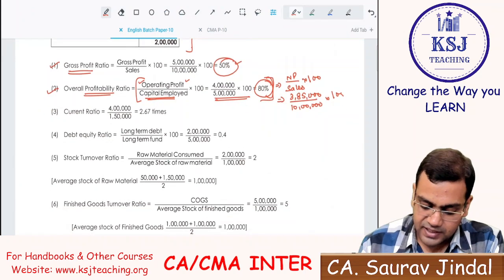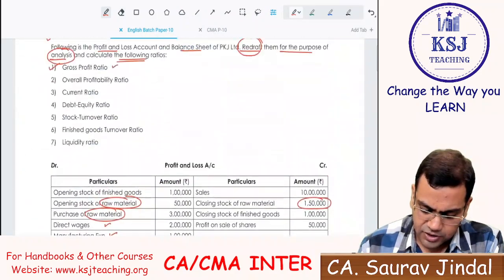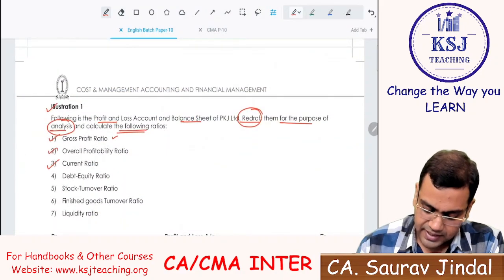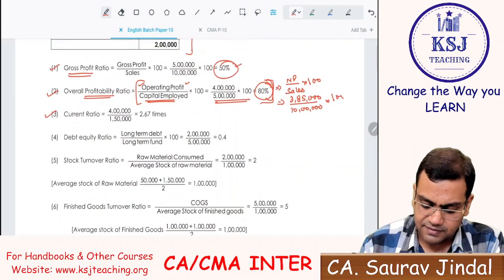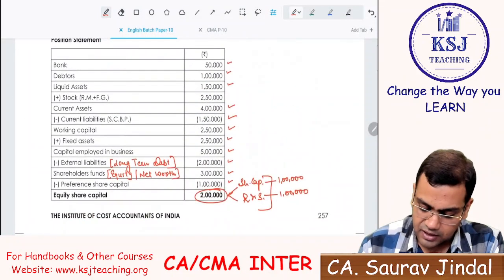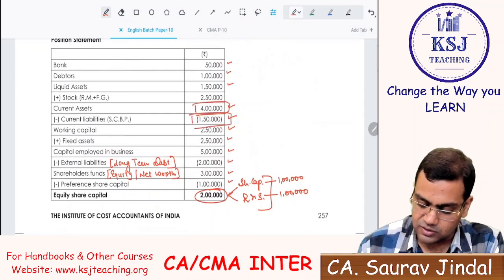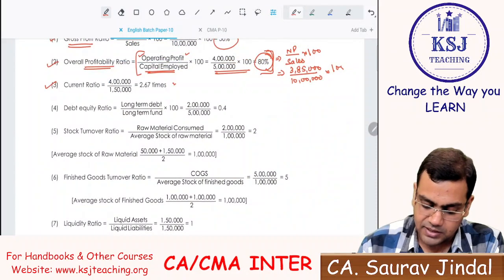Okay, after that, he's asking you to calculate current ratio, right, sir? Then he is asking you to calculate current ratio. Current ratio is simple, sir. Current assets divided by current liabilities, right? What is the value of current assets? That is 4 lakh. And the current liabilities is 1,50,000. So current assets divided by current liabilities, no issues.